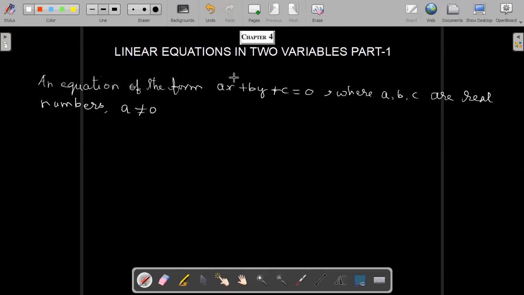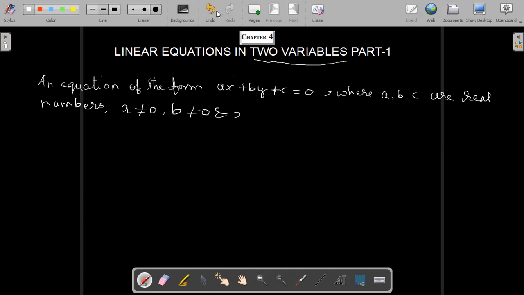Why? Because if you put a as 0, this term will become 0 and you will have a linear equation in one variable, and we are studying linear equations in two variables. How many variables? Two variables. So we have to make sure, in every equation, that a and b should not be equal to 0. c can be equal to 0. Whether c is 0 or not, it will not affect the linear equation in two variables; it will remain a linear equation in two variables. But if either variable becomes 0, then it becomes a linear equation in one variable, which we studied already in class 8.